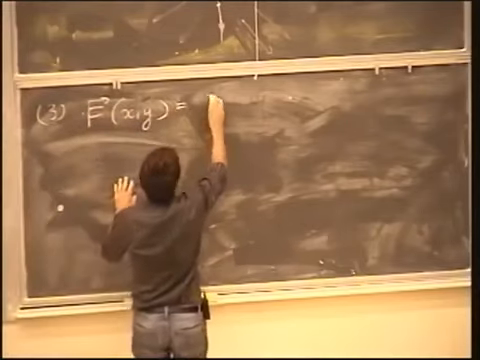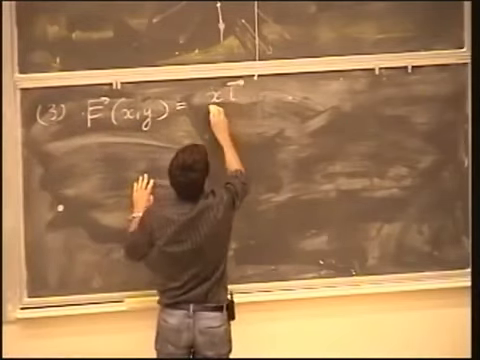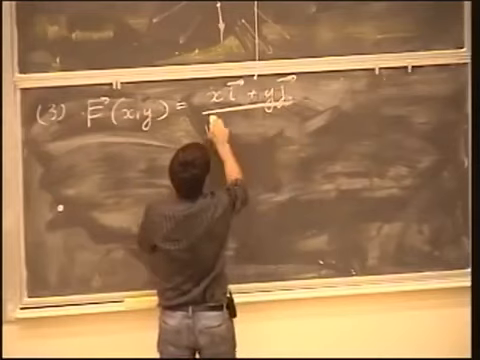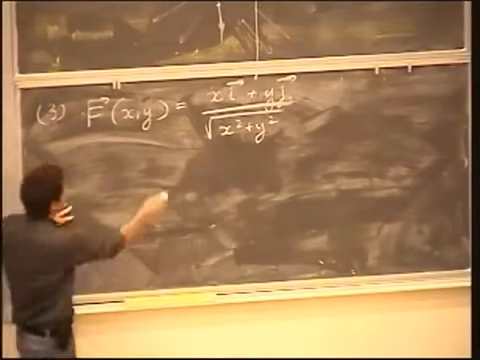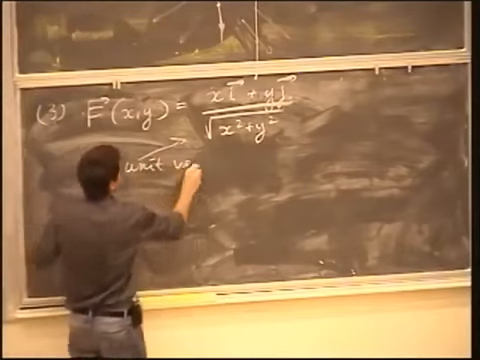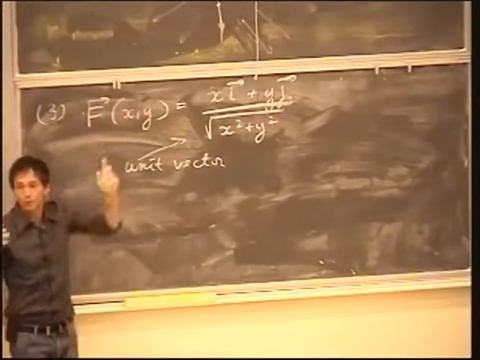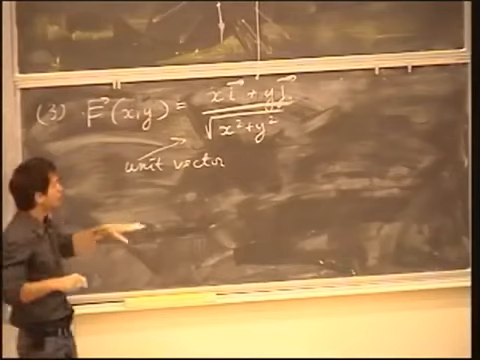So the third example would be: you take x times i plus y times j and divide by the magnitude, which is the square root of x squared plus y squared. So now each of these vectors is a unit vector pointing in the direction of the position vector like before. In other words, the magnitude is not increasing, but stays fixed, equal to 1.